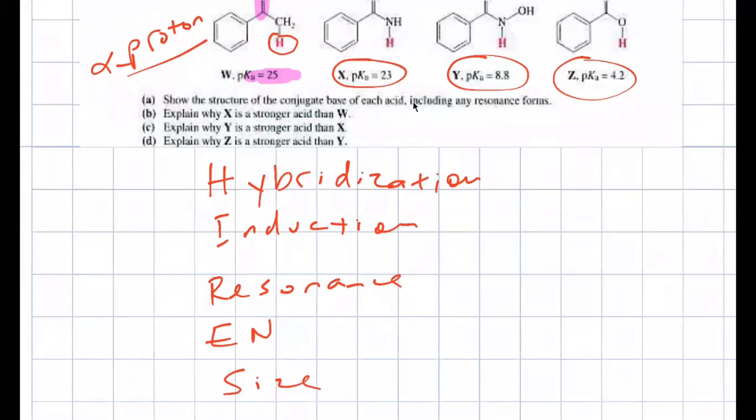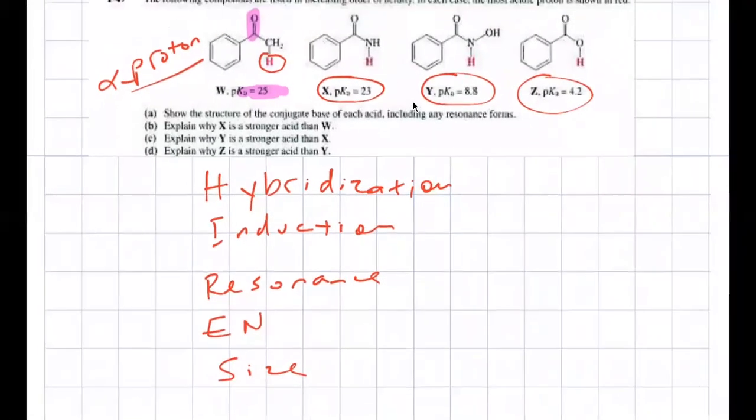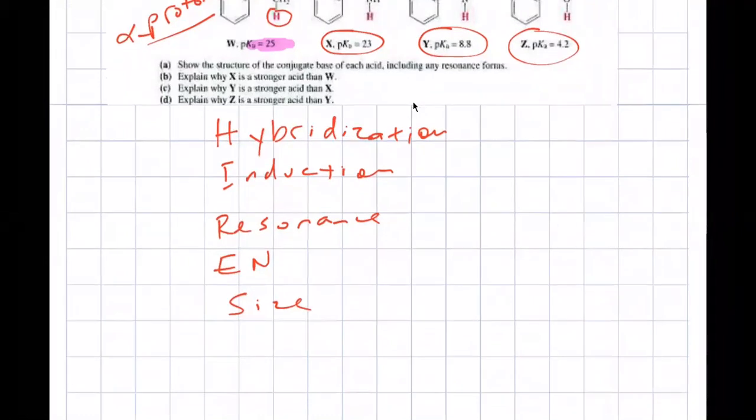Anytime you're comparing acidity and you don't have numbers, what you want to be able to do is draw the conjugate base and figure out which conjugate base is more stable, all right? Here we have numbers, but we still need the reps and the practice of drawing the conjugate base. So we're gonna draw the conjugate base of each one of those compounds up there.